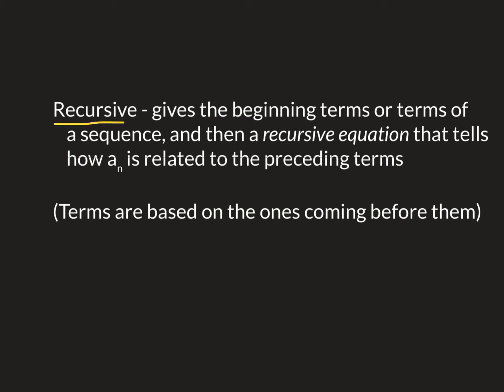Recursive basically gives the beginning terms. It's going to tell you where to start the series. It's going to tell you what the beginning terms of a sequence are. Then give you an equation. It's called a recursive equation. It tells you how the next term is related to the ones before it. So basically, the terms in the sequence are based on the ones that come before them. You have to know the ones before them to get the next term. The next term is based on the previous term.